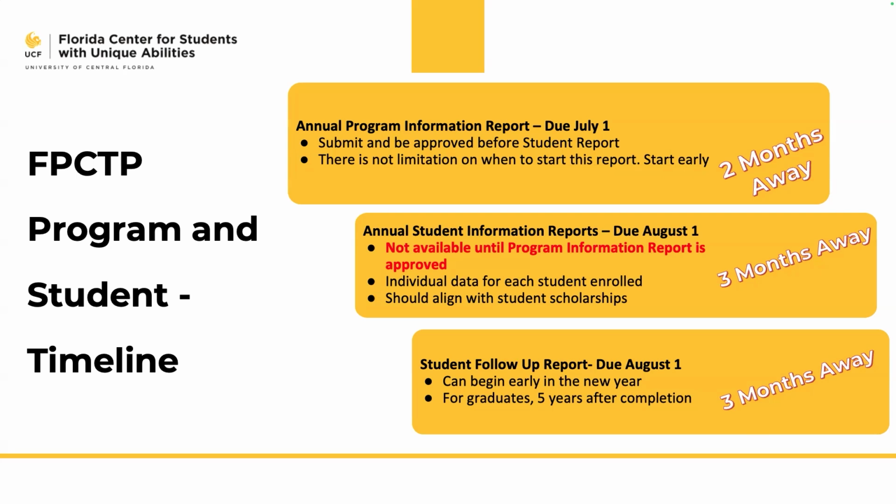Once your annual report is due, then you can start on your student annual reports. So student annual reports, along with the follow-up reports, are due August 1st. So the earlier you can get your annual report done and approved, you can start working on your other 2 reports. The student follow-up reports, again, start working on them early. So when you have the graduates, the end of the year, you're following up and you're sharing with us where the students are.